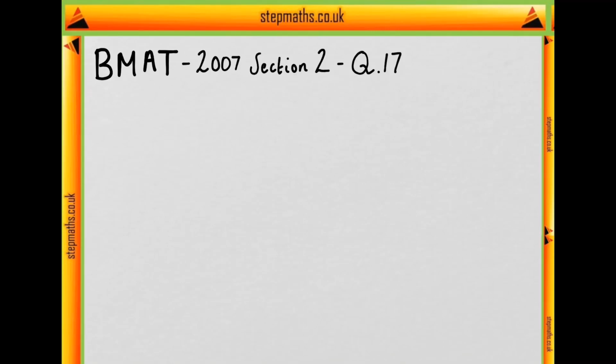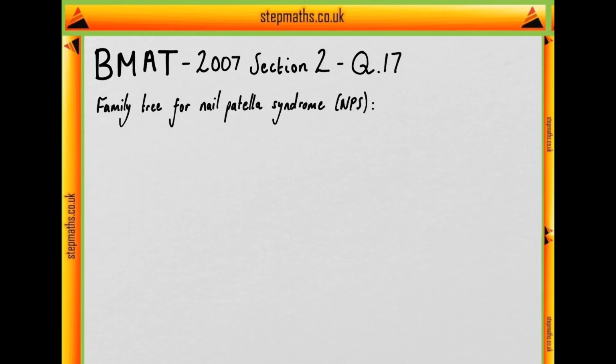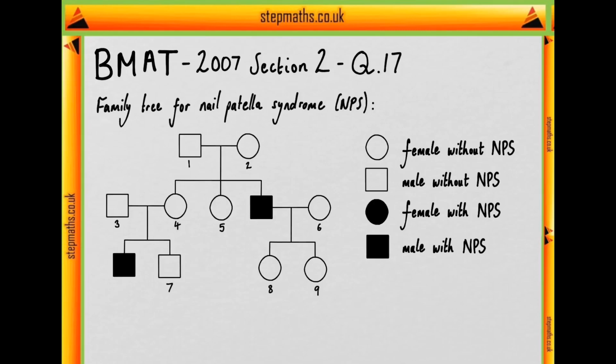In question 17, we're given a family tree diagram which shows a condition known as nail patella syndrome, or NPS. So here's our family tree, where we have circles and squares representing females and males respectively, and white and black representing individuals without NPS and individuals with NPS.